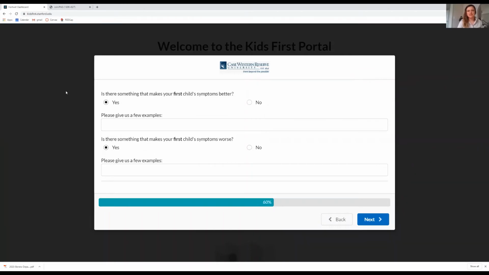On this page, please let us know if there's anything that makes your child's symptoms better, such as any therapies, medications, behavioral strategies, or tangible items that may improve symptoms, and give us a few examples. Likewise, in the next section, please let us know if there's anything that makes symptoms worse, such as any therapies, medications, behavioral strategies, or items. If you indicate yes, please give us a few examples in the text box provided. Click Next to continue.